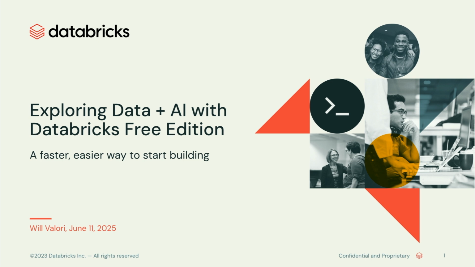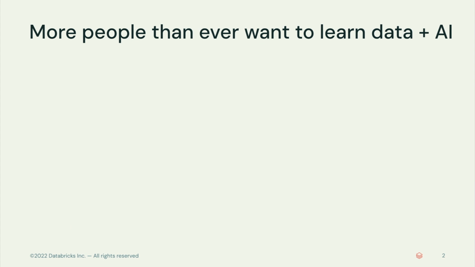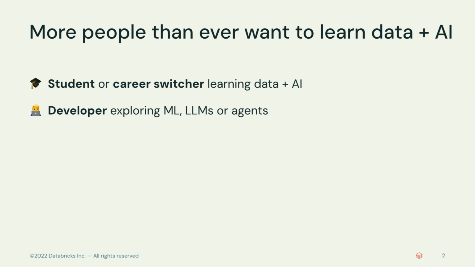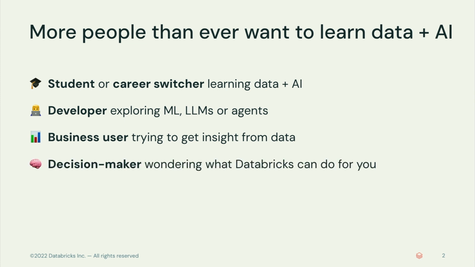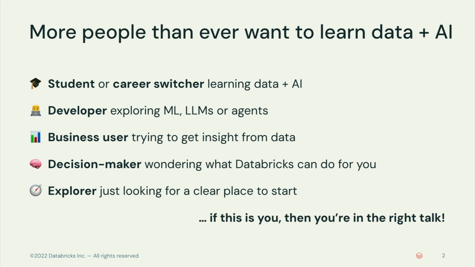So who's this relevant for? The good news is more people than ever want to learn data and AI, right? You might be a student or a career switcher. You might be a developer who's trying to get a little bit more data-oriented, learn some stuff about agents. Perhaps a business user trying to get insight from data, a decision maker, or just someone who's kind of curious and wants to explore. If you identify with any of these, then you've come to the right place. So in this talk, we're going to talk through how to do it.